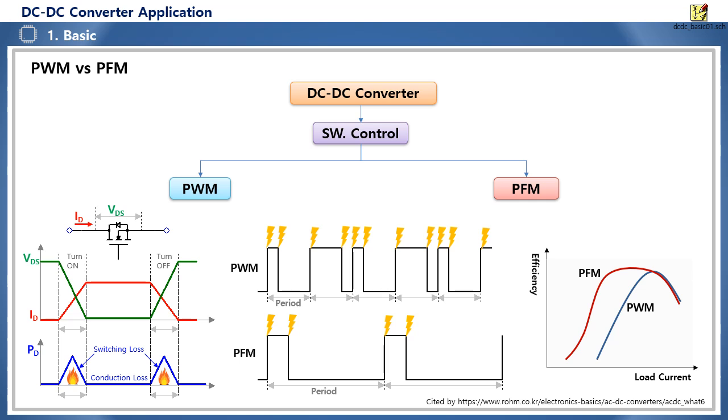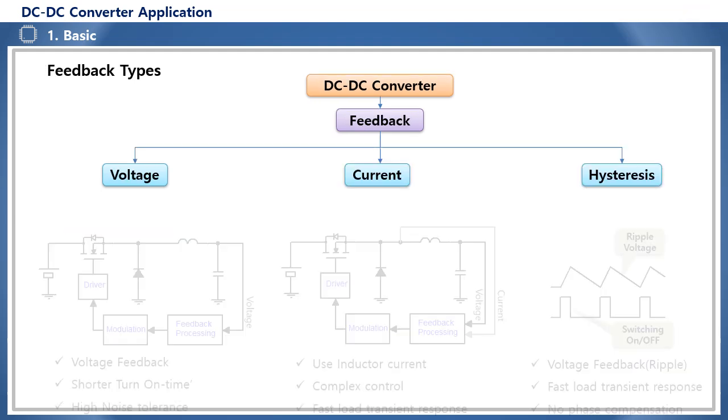While the PFM method has relatively less loss because the frequency is lowered for light loads and the switching number is reduced. That is, when the load current is large, both methods have almost the same efficiency, but for light loads, the PFM method is advantageous. Depending on the DC-DC IC, there is a hybrid method that automatically switches between the two methods depending on the load, thereby increasing efficiency even in the light load range.